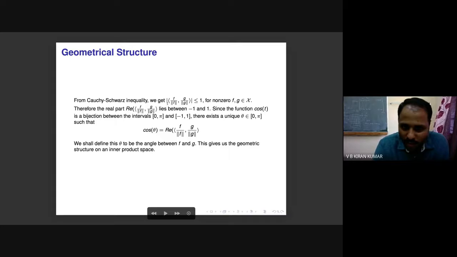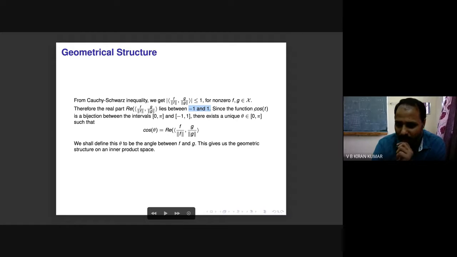From the Cauchy-Schwarz inequality, if you start from f and g non-zero, then the modulus of the inner product of f and g divided by norm f times norm g is less than or equal to 1, isn't it? For any non-zero f and g, you have this inequality. Therefore, this is a complex number in the closed unit disk, so its real part should lie between -1 and 1.